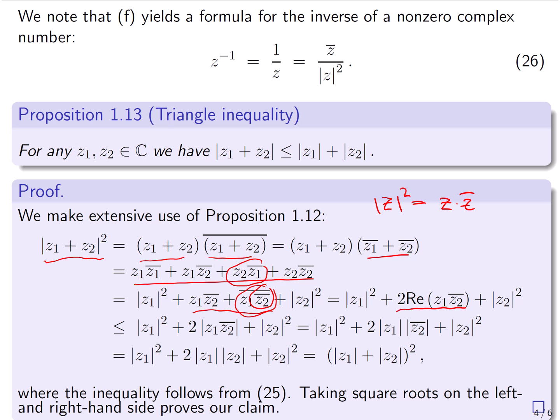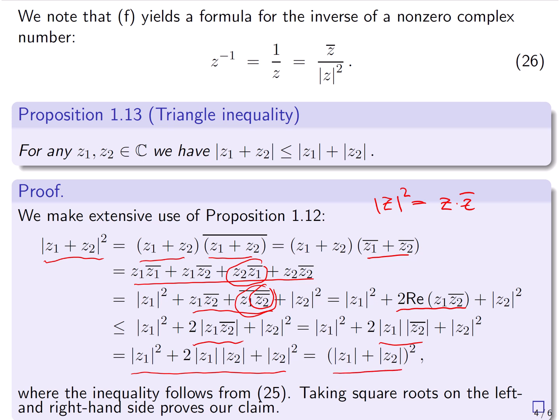So because of that, you can write the two middle terms like that, and then we can use the inequality that we discussed earlier: the real value is less than or equal to the absolute value. And then you can break it down into two, so this is what you really get. And then you can see that this is simply the square of the sum.